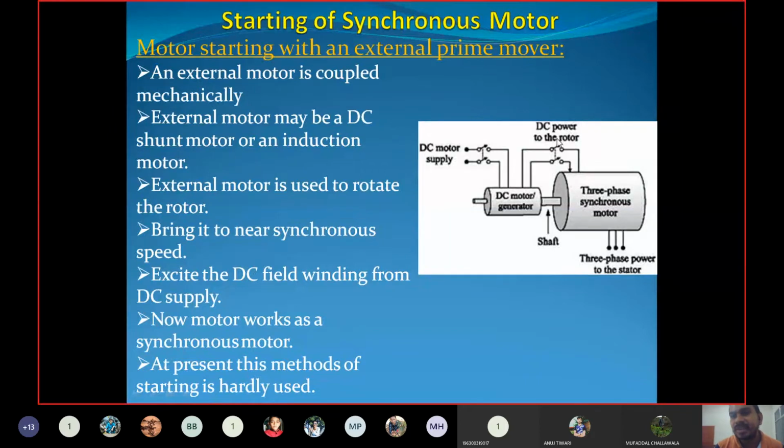Okay, so now we close the excitation, or we are giving the excitation to the field winding of the synchronous motor. So now what happens, the rotor poles are produced, the stator poles are already produced, so magnetic locking occurs between stator poles and rotor poles, and then the rotor rotates at synchronous speed. Now the motor operates as a synchronous motor. So in this manner we can start the synchronous motor using external prime mover.